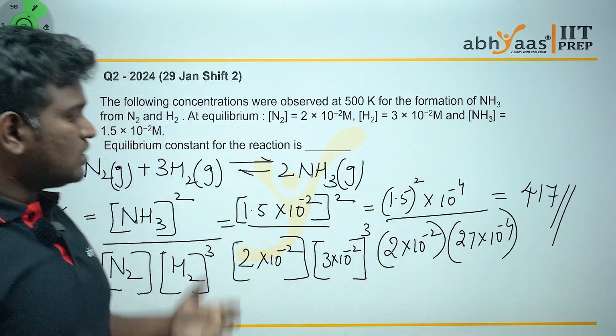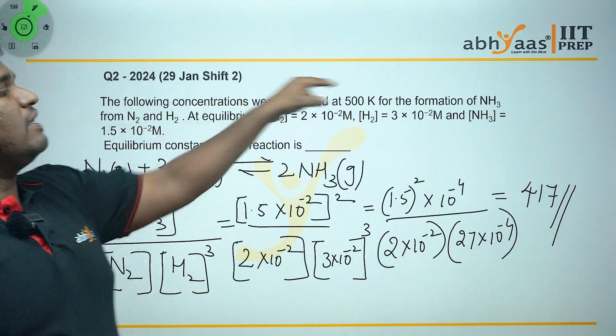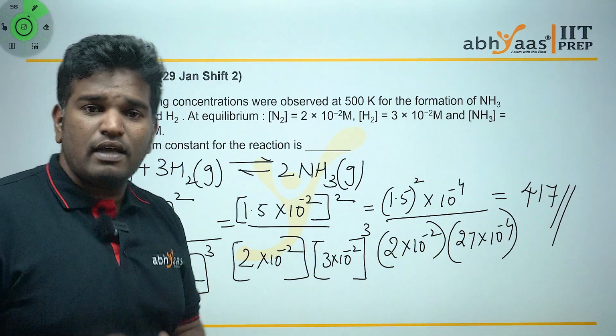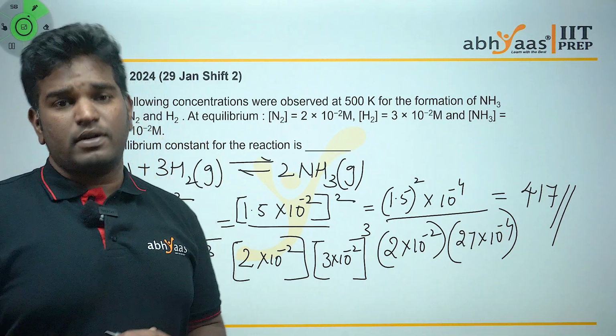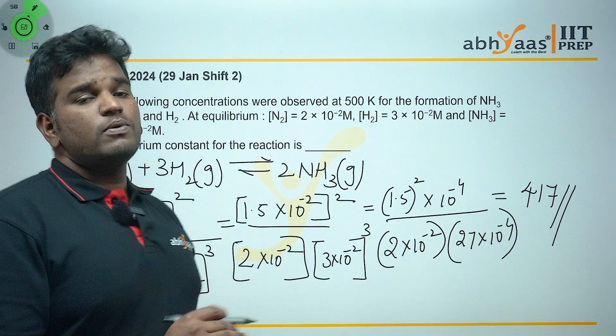So we have reached this by just putting in the concentrations of the reactants and products, and you know how to find Kc if the concentrations of reactants and products are given, right? So it was a very easy question. Now we will move to the next one.